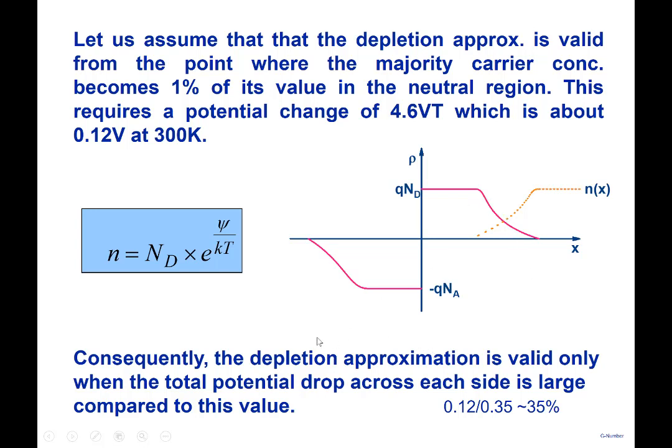And they say the depletion approximation is valid when the total potential drop across each side is larger compared to this value. Okay, so now let's pause. And they say it's okay. So let's pause. The total drop, let's say at 0 bias, the total drop, the built-in voltage, is, let's say, 0.8. On one side of the junction it is 0.4. So it's 0.12 versus 0.4. 0.12 is the drop in the transition region, 0.4 is the total drop. How is it negligible? It's not.